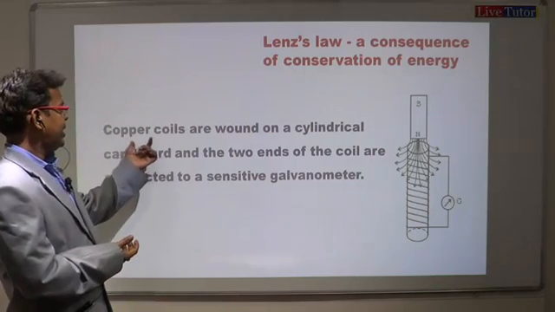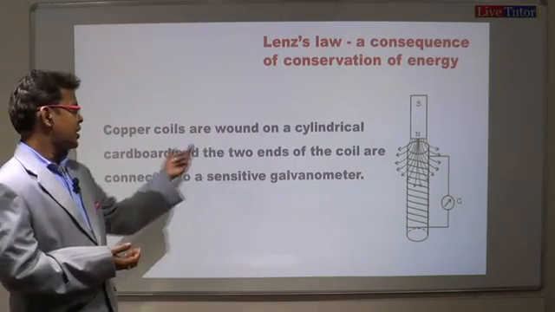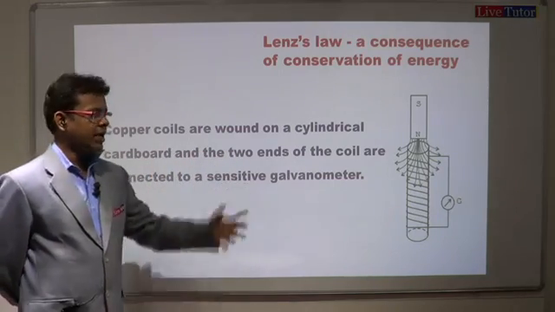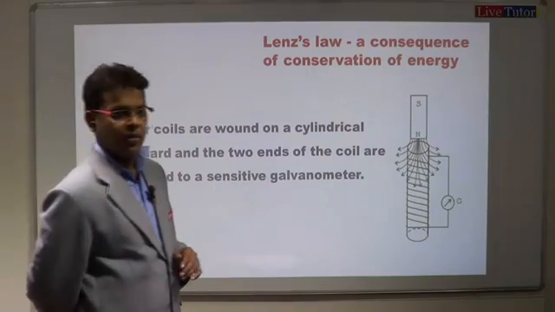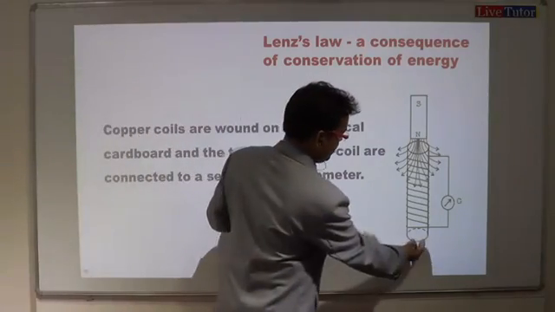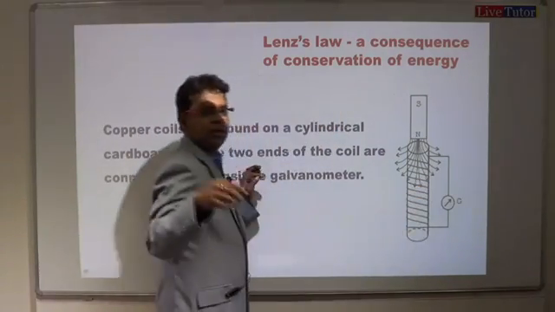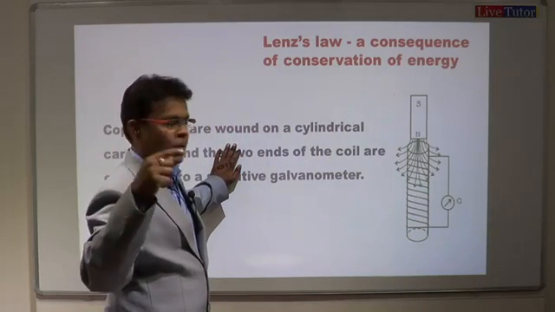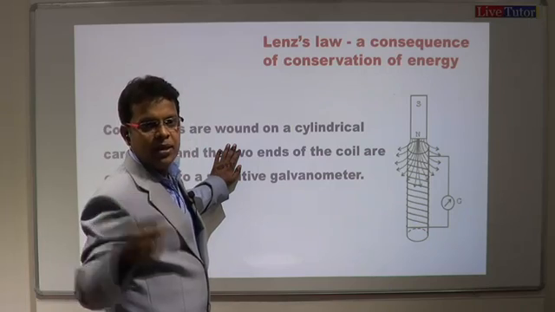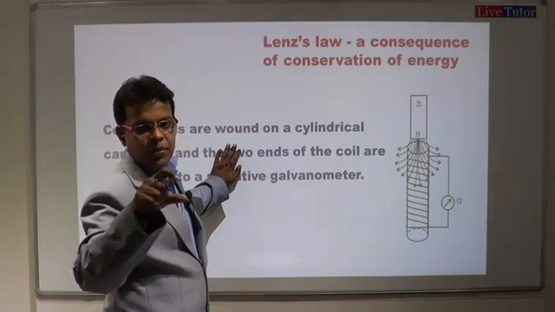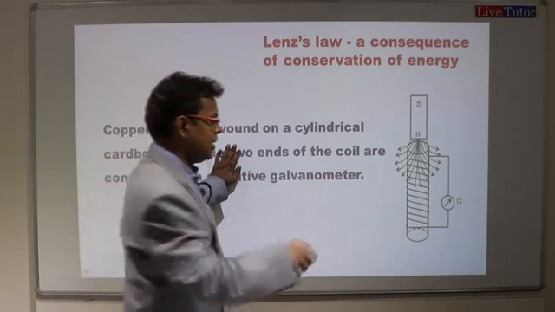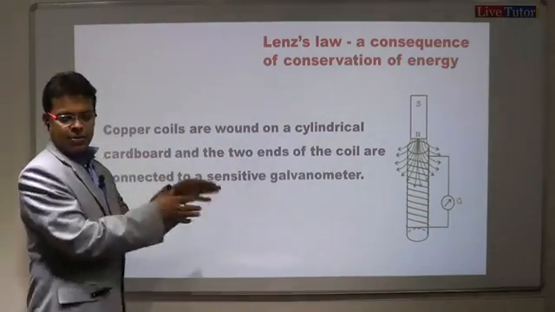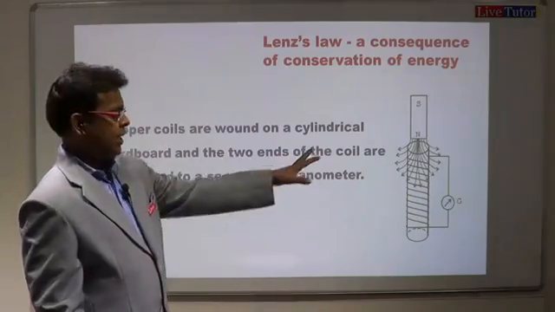Here we are taking copper coils wound on a cylindrical cardboard, and the two ends of the coil are connected to a sensitive galvanometer. As usual, along with that we have a cardboard, like the thread spool we use on a sewing machine. A copper coil is wound on the cardboard. Its two ends are attached to a galvanometer. It is the same experiment which we did in the beginning.